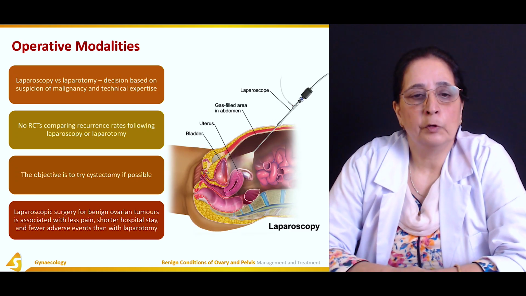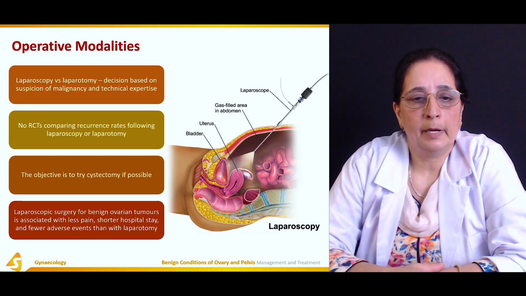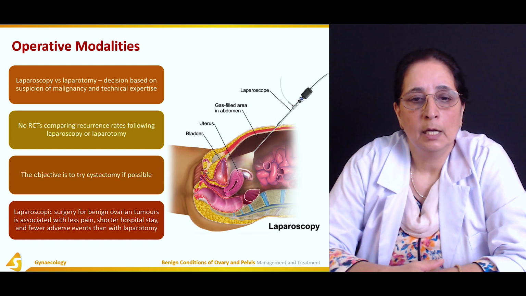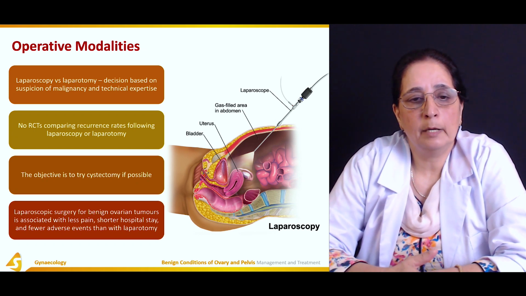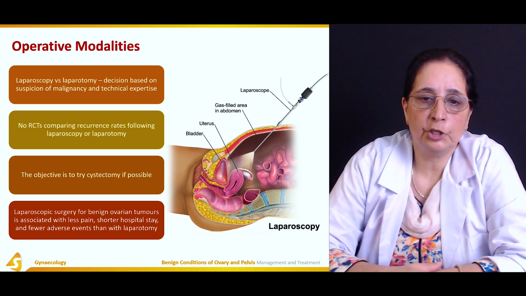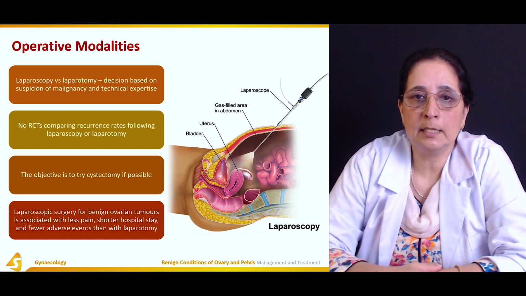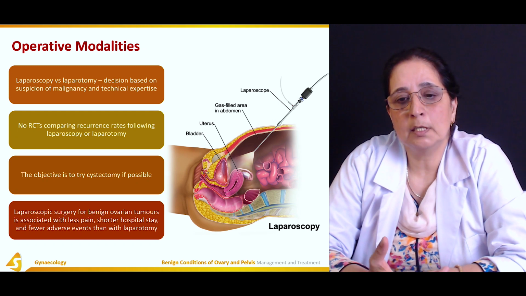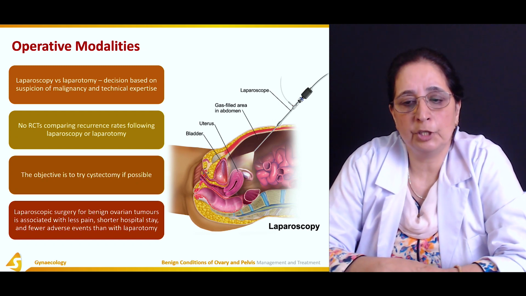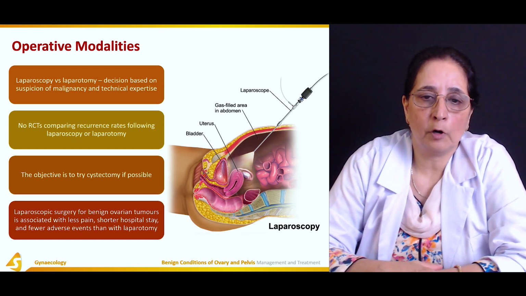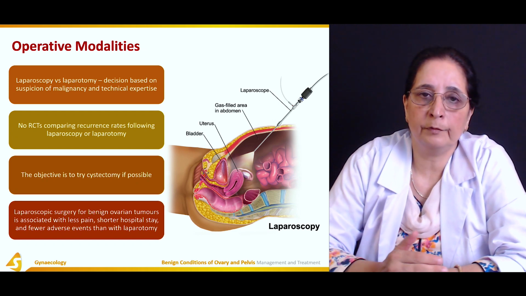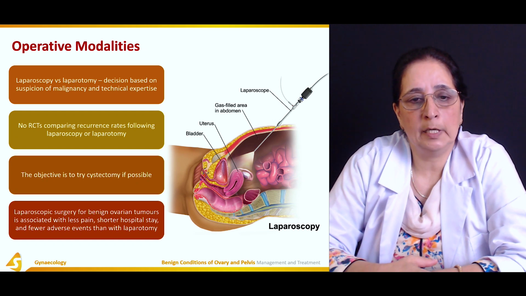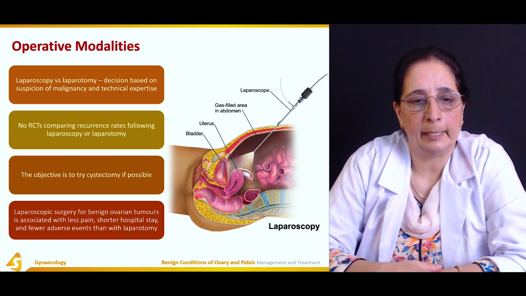The operative modalities again depend on laparoscopy versus laparotomy. The decision is again based on whether there is suspicion of malignancy and whether there is technical expertise. Usually doctors decide what type of procedure is required. Laparotomy is opening of the abdomen, and laparoscopy is insertion of the laparoscope to examine.